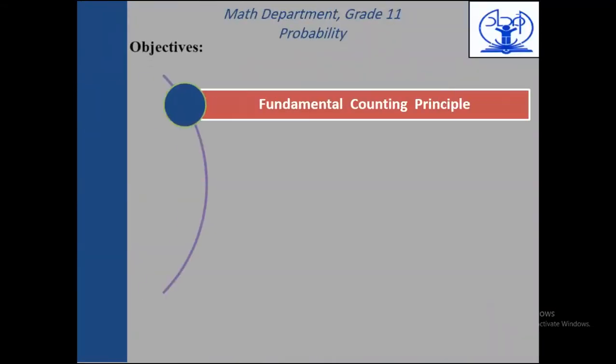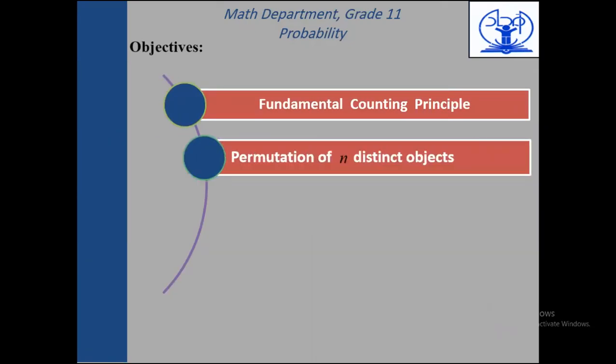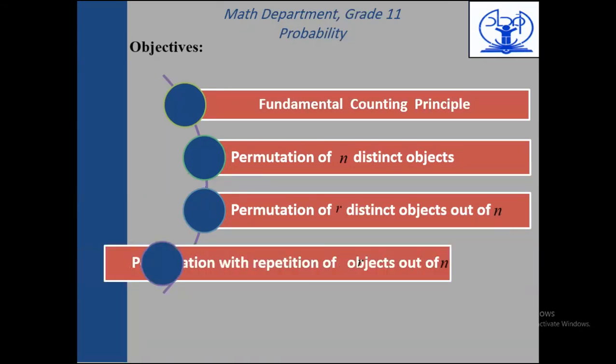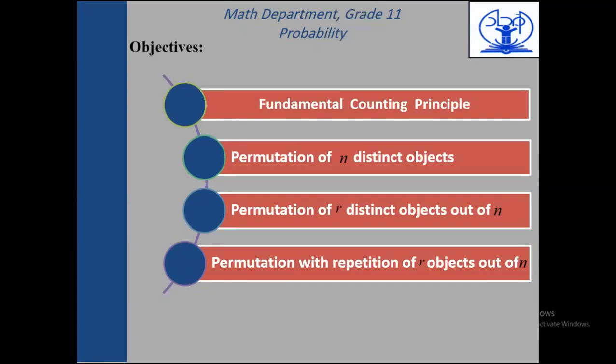The objectives of this session will be to study the fundamental counting principle, the concept of permutations of n distinct objects, permutations of r distinct objects out of n, and finally, permutation with repetition of r objects out of n.